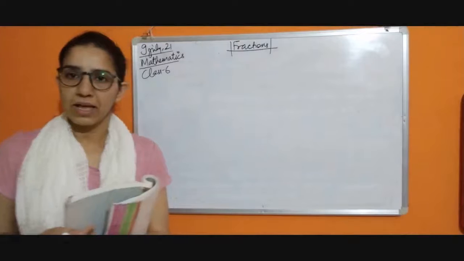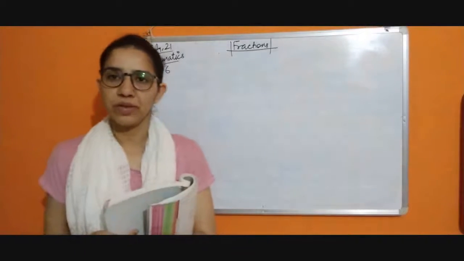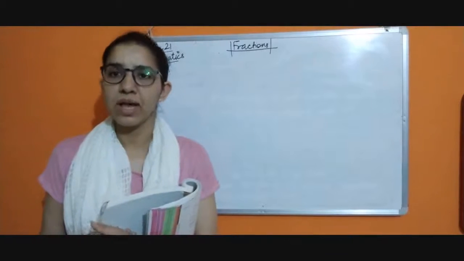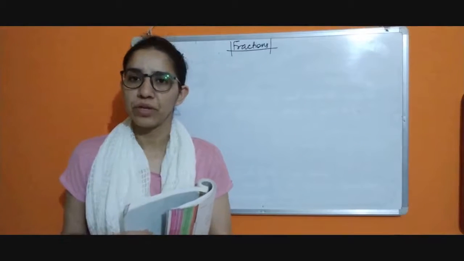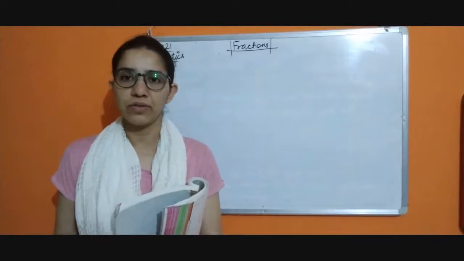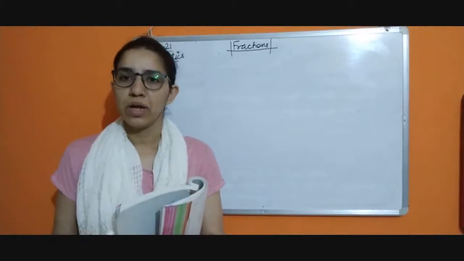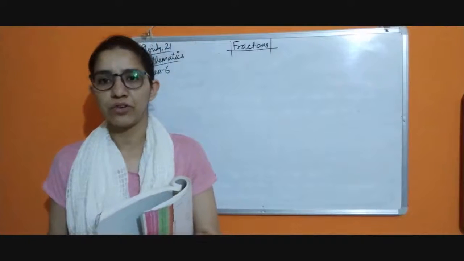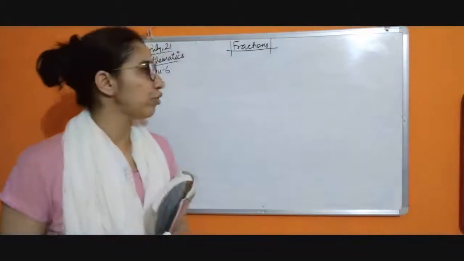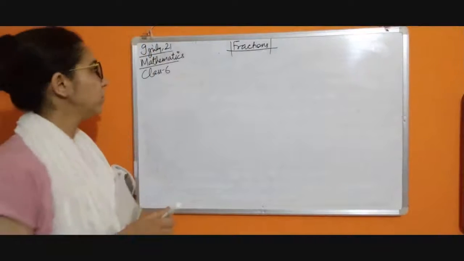In our previous class, we were doing the chapter fractions, and we did an introduction to equivalent fractions and the simplest form of a fraction. In today's class, we are going to talk about like and unlike fractions. We are also going to learn how to do subtraction and addition of like and unlike fractions. So we are going to start with the definition of like fractions.